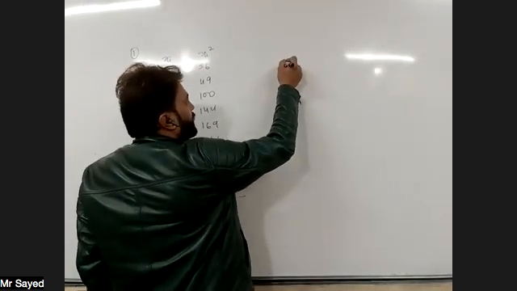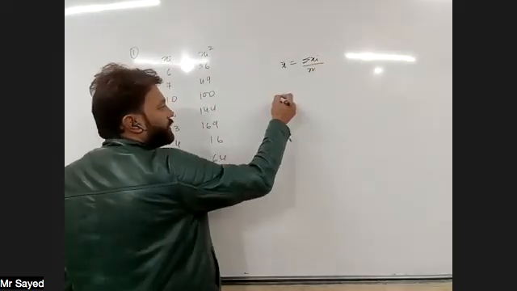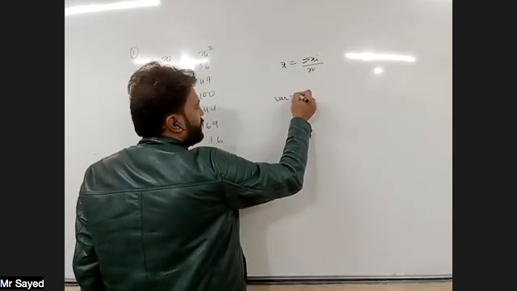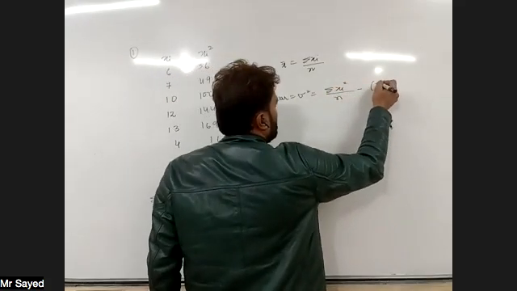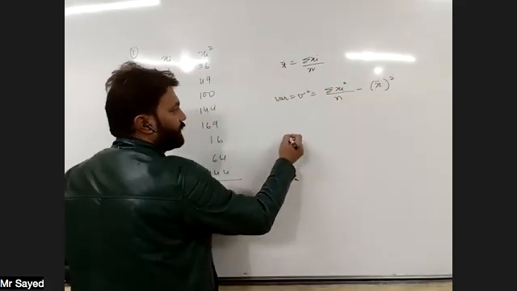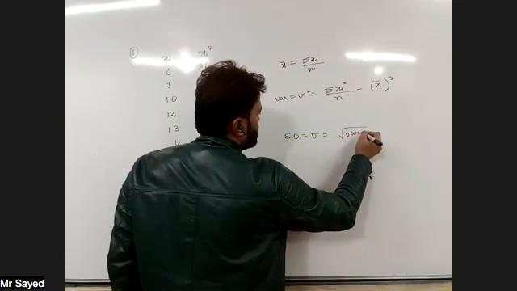We need to find out mean. Mean is summation xi over n. We need to find out variance. Variance will be equal to summation xi square upon n minus mean of whole square. And then lastly, standard deviation. Standard deviation will be equal to square root of variance.